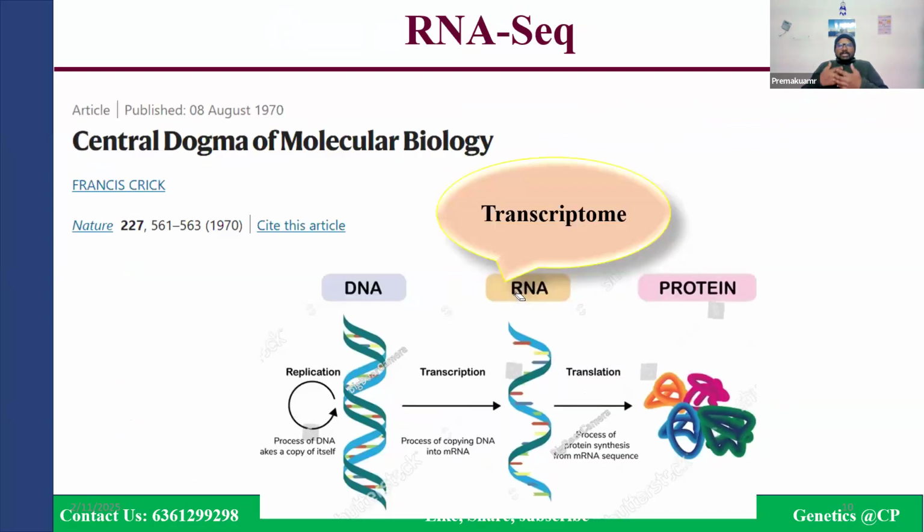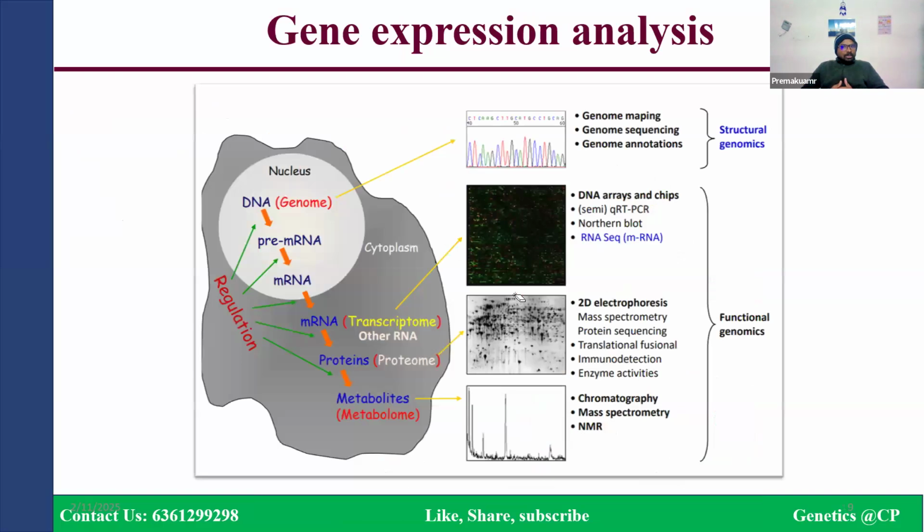Then how can we analyze the transcripts? We studied the transcriptome, what transcripts are present in a cell at a particular time. The study of the transcriptome in a particular cell at a particular time point is called transcriptomics. Then how can we study transcriptomics? There are any number of approaches developed over time.